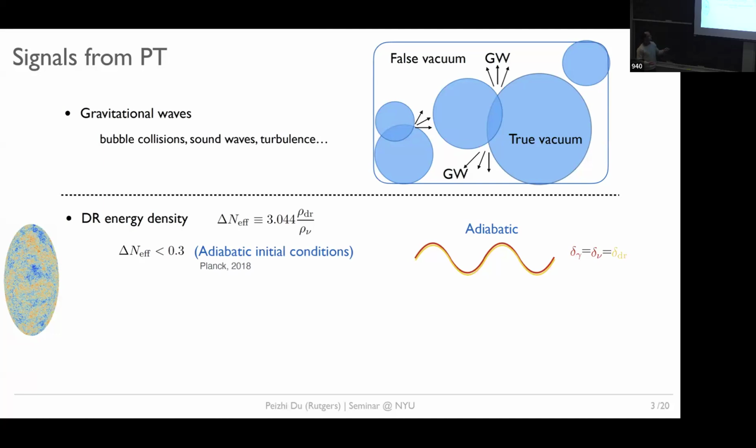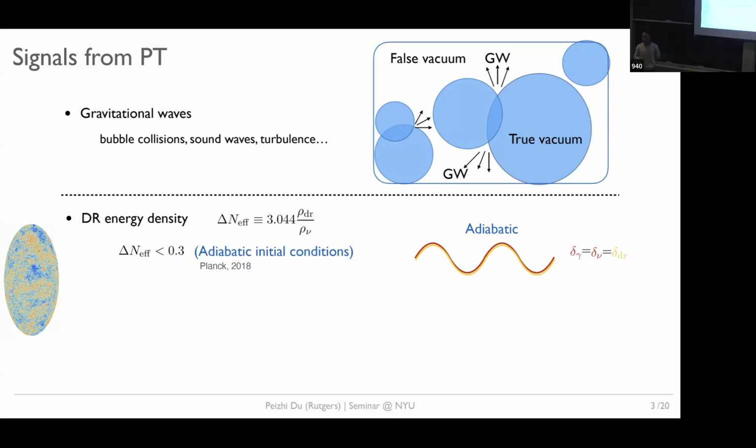Typically we use a parameter called delta N effective, which is defined like this: the density of the dark radiation over the neutrino density times 3.044, and 3.044 is the standard model prediction for the neutrino species, because we have 3 neutrino species and it's close to that. So basically it is the effective number of neutrino-like species in the dark radiation. Currently, the CMB can put a constraint on that. The Planck collaboration in 2018 put a constraint of delta N effective of 0.3, which is like 10% of what we could have in the neutrino sector, which is already pretty strong.